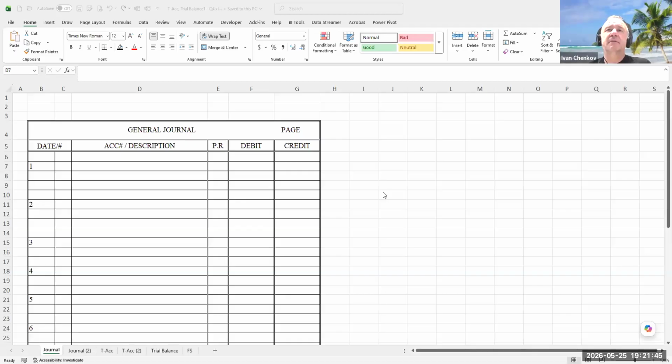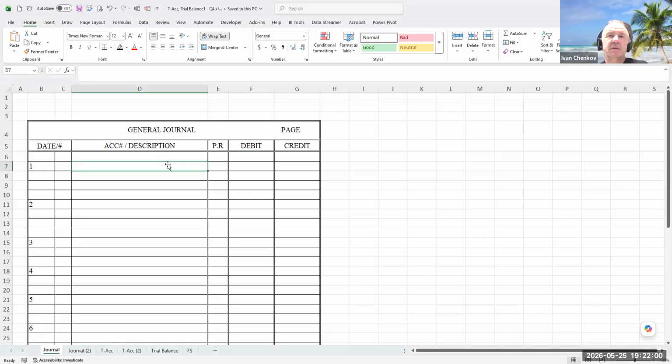So first thing first, let me show you what you have on the Excel spreadsheet. Did you guys have a chance to open the Excel spreadsheet? On the Excel spreadsheet, you're gonna have the main Excel spreadsheet with the different worksheets on the bottom.